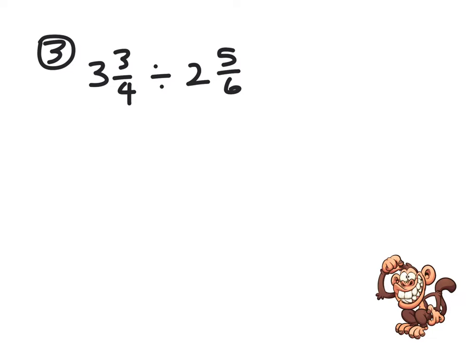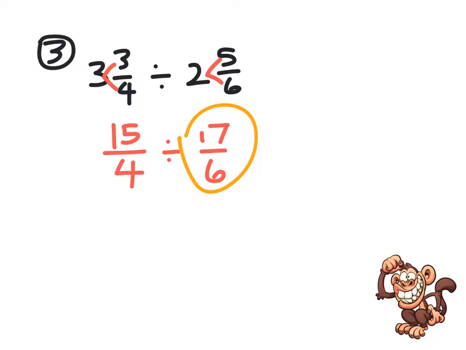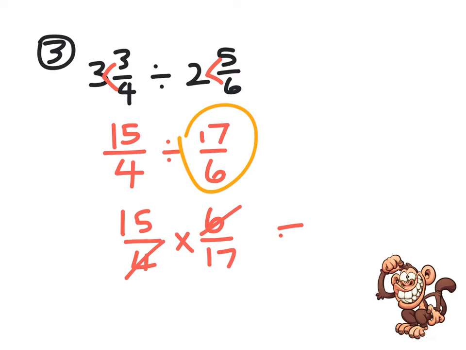The third one, 3 3/4 divided by 2 5/6. We know we need to make them top heavy, so 4 times 3 add 3. 4 3s are 12 and 3 makes 15. Divided by, make this one top heavy, 6 2s add 5. 6 2s are 12, add 5 is 17. What do you do with a divide fraction? You take the second one, the 17 over 6, and you turn it upside down. 6 over 17. Do a little bit of cancelling, get your answer.